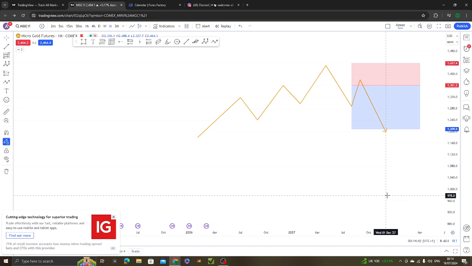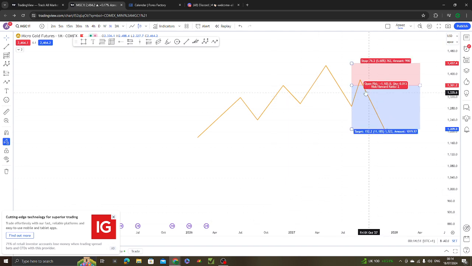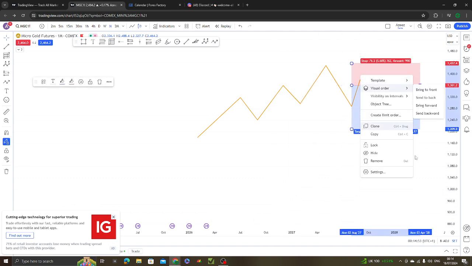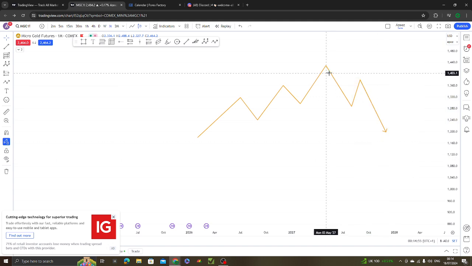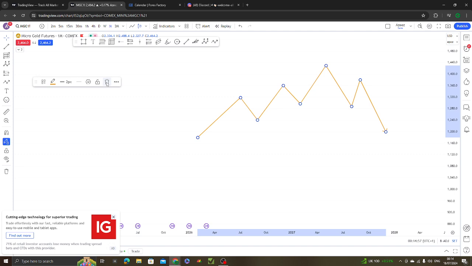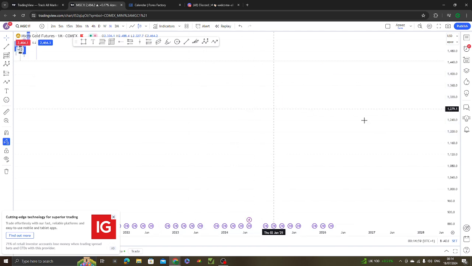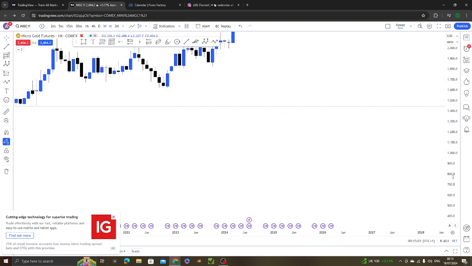Before you take your entry, you make sure you wait for liquidity sweeps before you start looking for entry positions. So now I'm going to go to the normal candle charts, just to show you guys how I analyze my trade today.